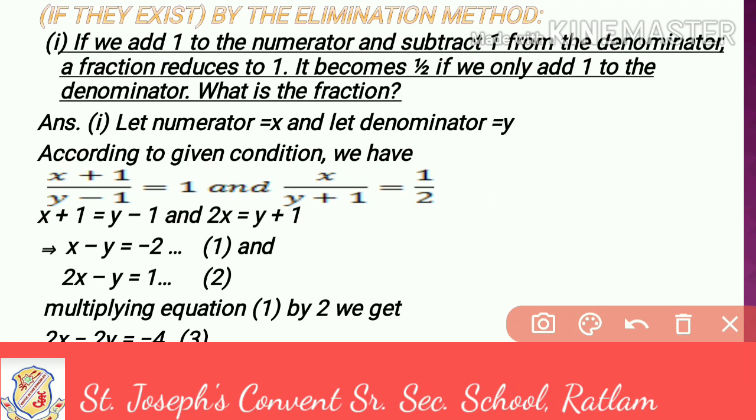Now, as you know, we cannot solve in this particular manner. The equations which we are supposed to solve should be in standard form. Standard form means ax plus by plus c is equal to 0. So the two equations which we have got, we will try and reduce to the standard form. x plus 1 will be equal to y minus 1 by cross multiplying, and 2x will be equal to y plus 1 by cross multiplying. Solving, in the standard form we get x minus y is equal to minus 2, and from x upon y plus 1 we get 2x is equal to y plus 1. Standard form: 2x minus y is equal to 1. That will be equation number 2.